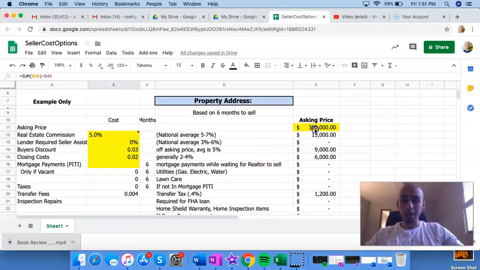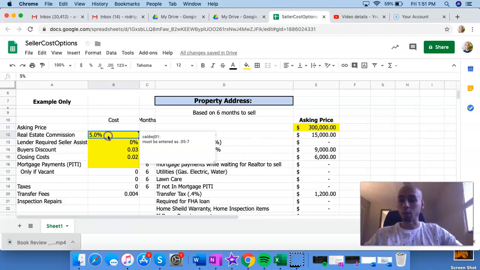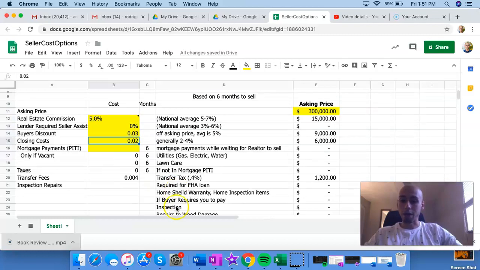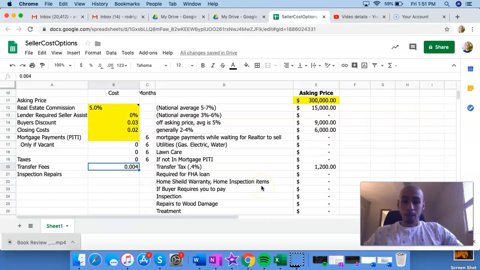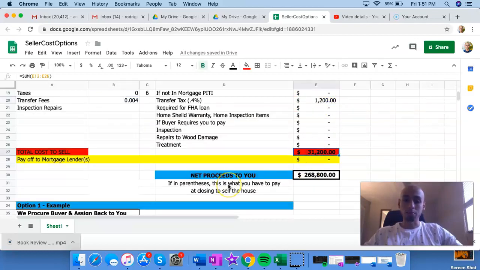So we're taking a $300,000 house. Let's assume they had it on the market at $300,000 with a realtor. A lot of the owners that I talked to had it on with a realtor, so they're paying 4 to 5% commission on average in my area. So right away, I have a 5% commission, buyer's discount, closing costs. My state transfer fees are about 4%. So a $300,000 house is going to cost them roughly 31.2 to sell, meaning their net proceeds is going to be 268.8.